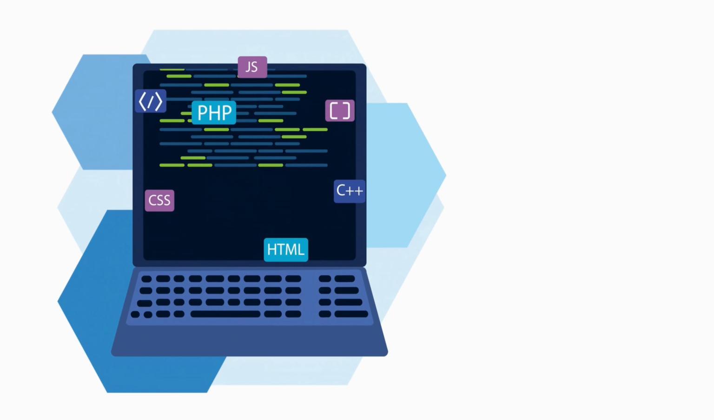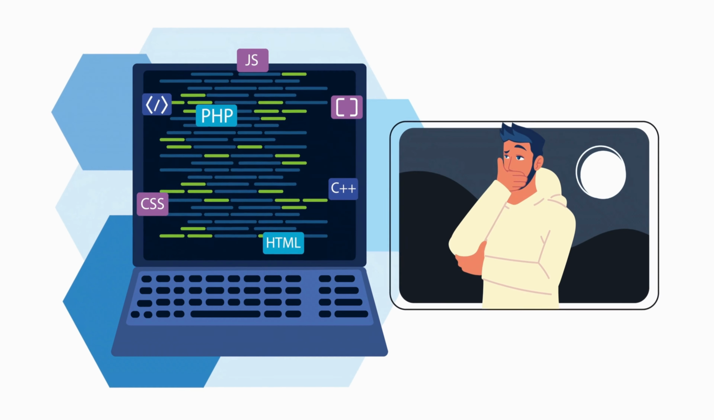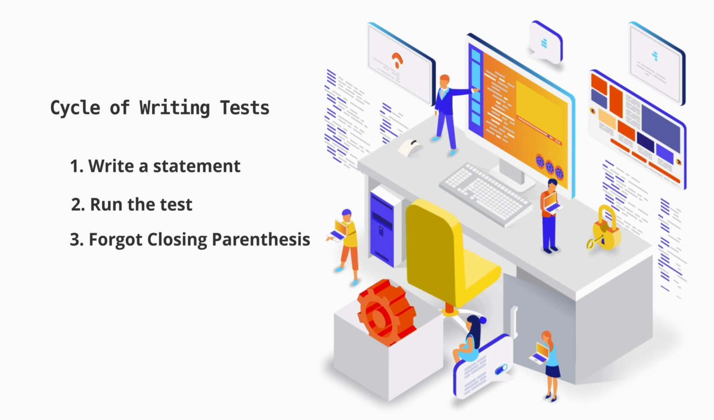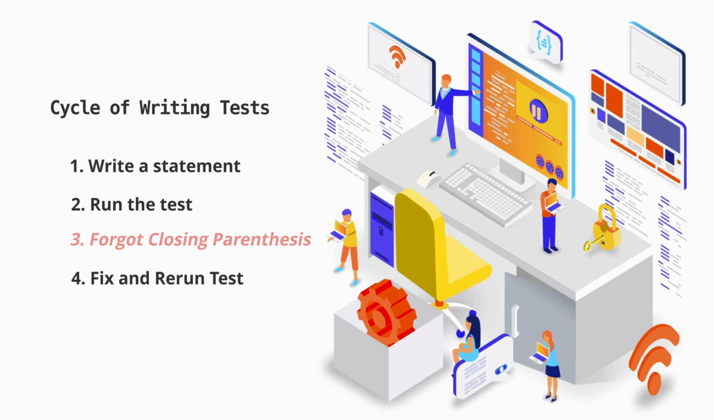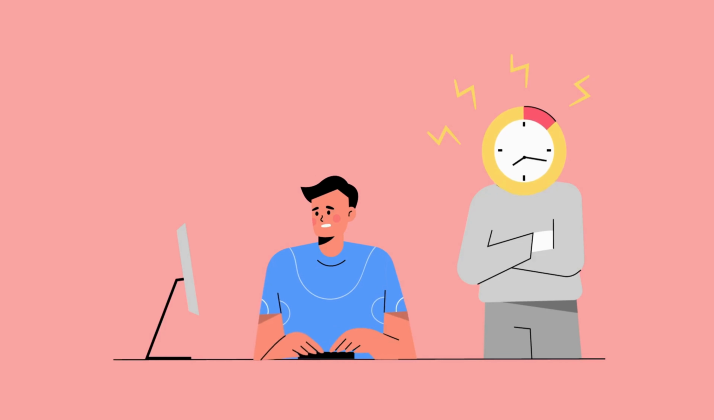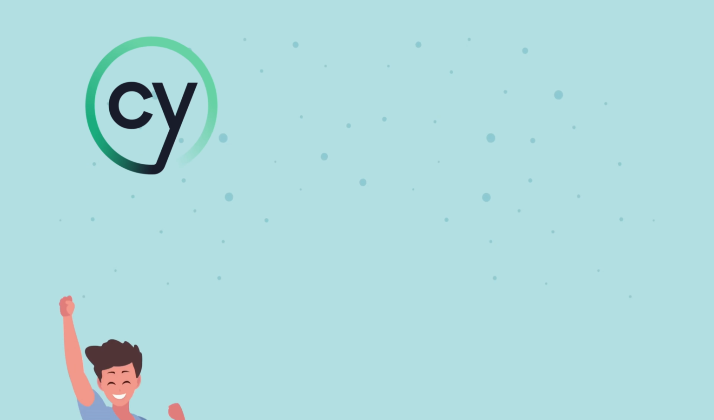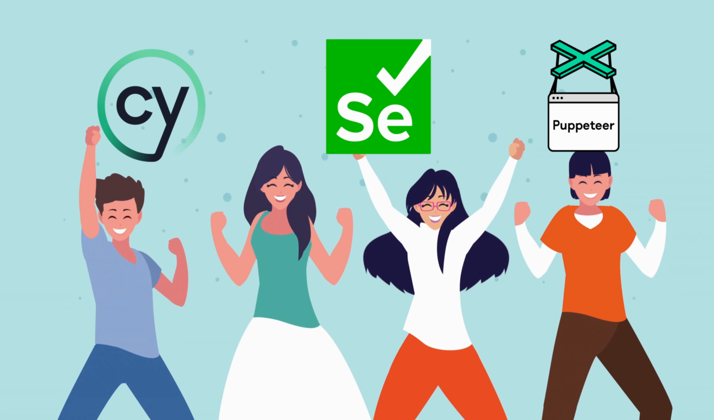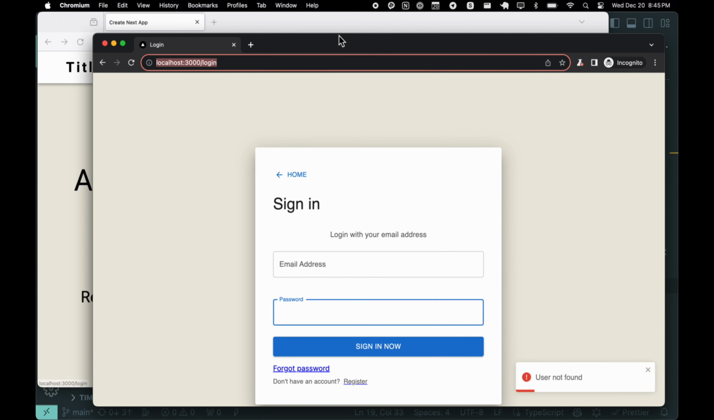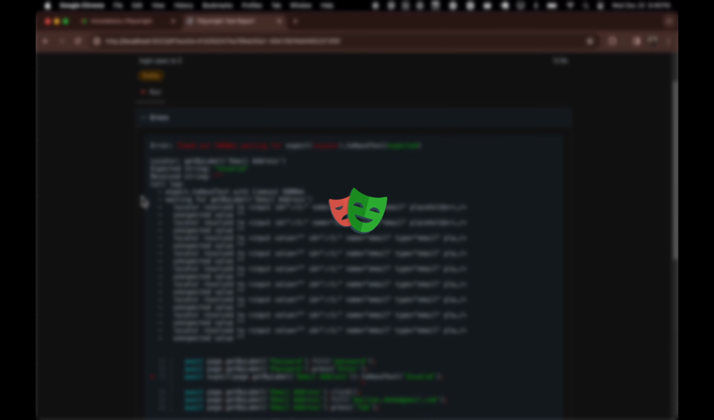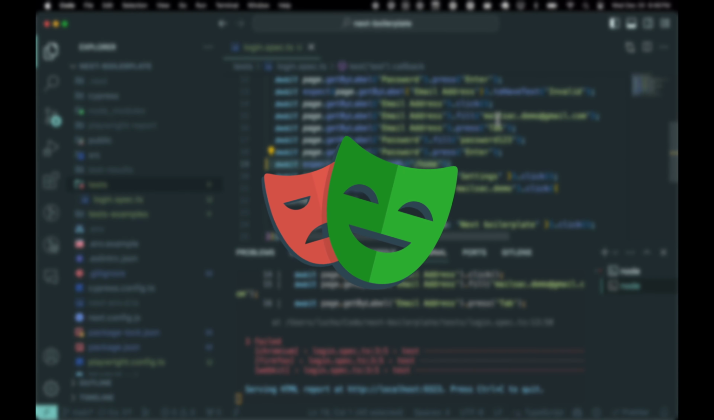Writing software tests for your app usually goes like this. Write a statement, run it, oh, there's a mistake, repeat. This seems like the hard way. But thankfully, the open source community has a couple of answers for us, like Cypress, Selenium, and Puppeteer. And in this video, I'll focus on Playwright, specifically how Playwright can help automate a lot of test writing with CodePen.